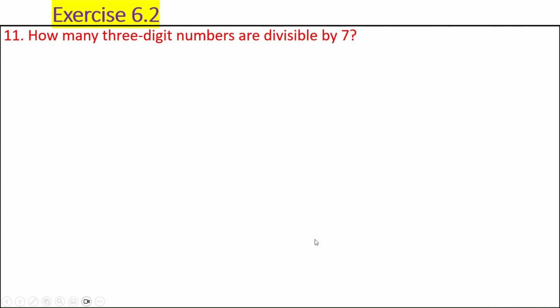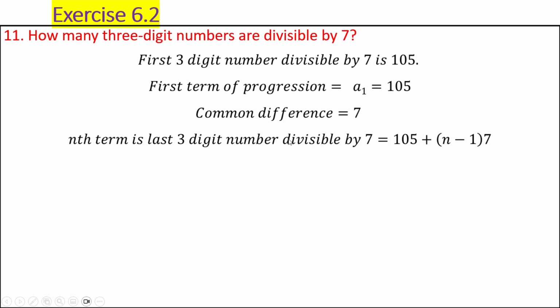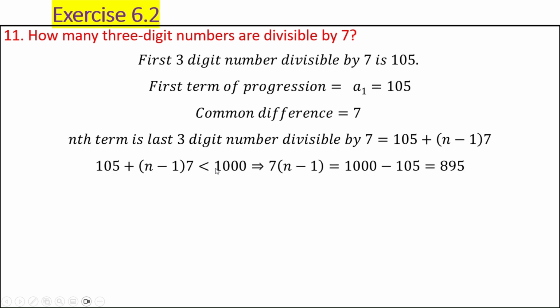Next, how many three-digit numbers are divisible by 7? Okay, so he's asking how many three-digit numbers. The first three-digit number divisible by 7 is 105. This is the first thing. So A equals 105. Okay, and the common difference is 7. We need to find the value of n, basically. So the maximum value of a three-digit number cannot be more than 999.